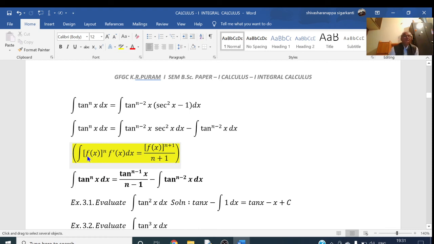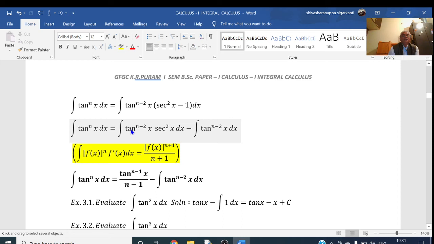Just if I put f of x equal to t, then this becomes dt. So t power of n dt is nothing but its integration, t power of n plus 1 divided by n plus 1. That is f(x) to the power of n plus 1 divided by n plus 1.